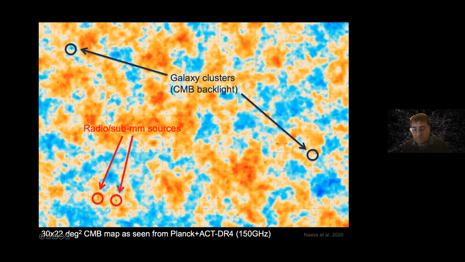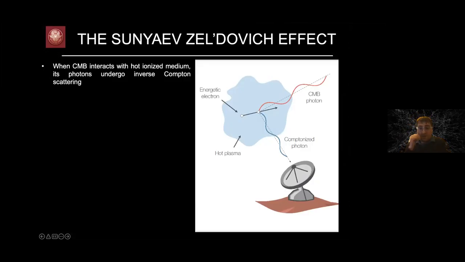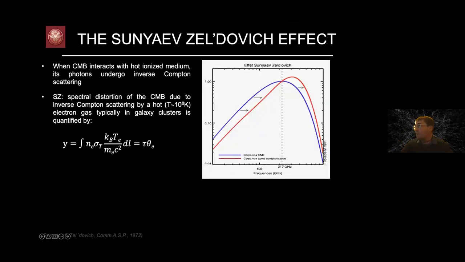This is the Sunyaev-Zeldovich effect, which I would like to tell you a little bit about in the next few slides. So what is the Sunyaev-Zeldovich effect? The Sunyaev-Zeldovich effect is the interaction of the CMB low energy photons with the hot electrons in galaxy clusters. Hot electrons because of the potential wells you have in galaxy clusters. So what happens is that CMB photons undergo inverse Compton scattering, and basically they get a boost in the frequency spectrum of the CMB. This is basically what happens.